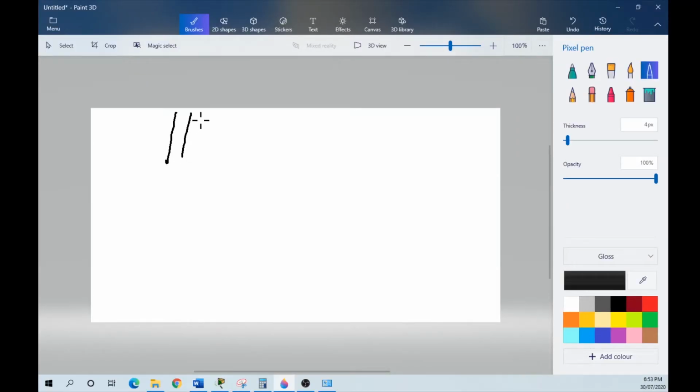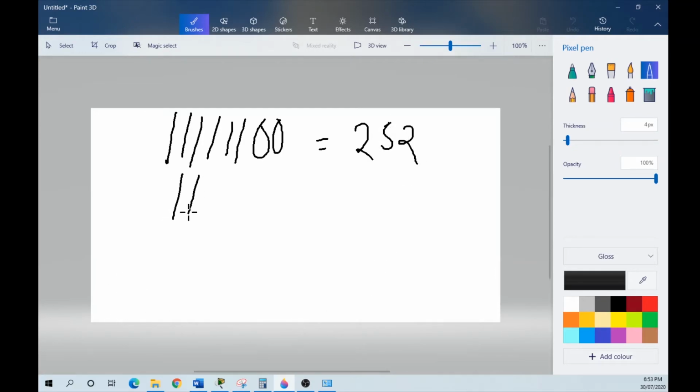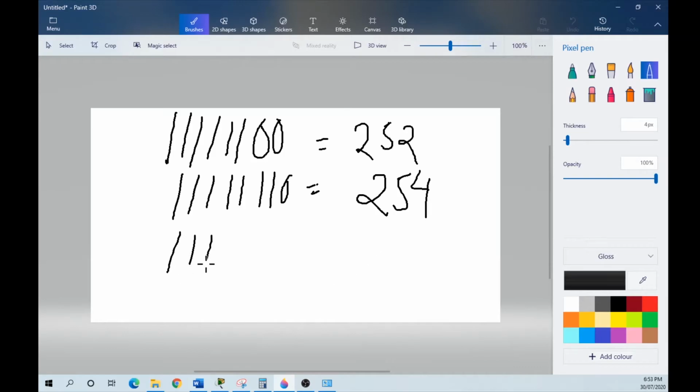Similarly, 1, 2, 3, 4, 5, 6. This will be 252. We have to subtract 3. And this number, 1, 2, 3, 4, 5, 6, 7, and then 0, is 254. And as I said before, if we turn on all the bits, this number will be 255 in decimal.